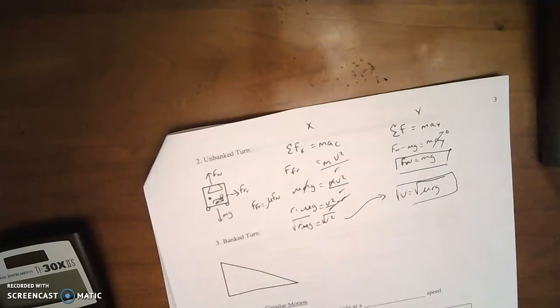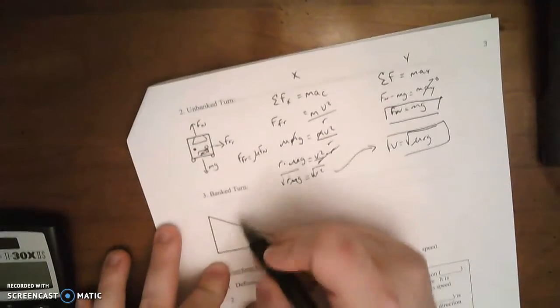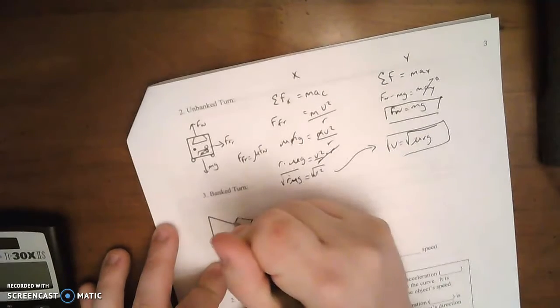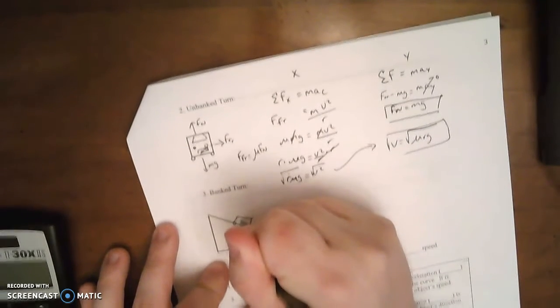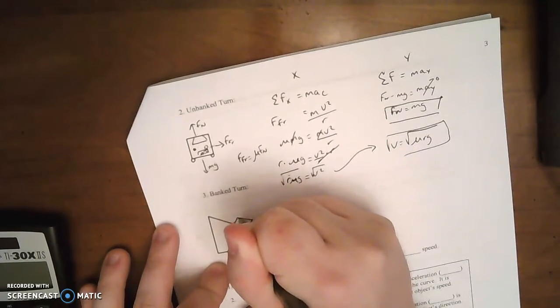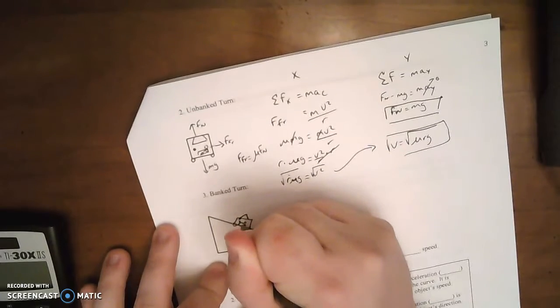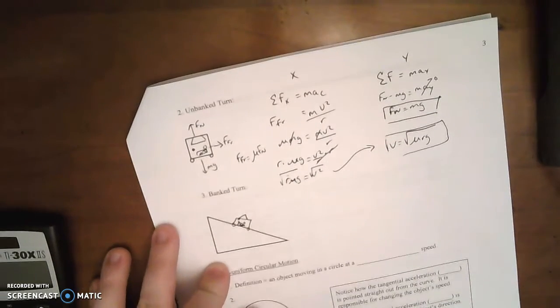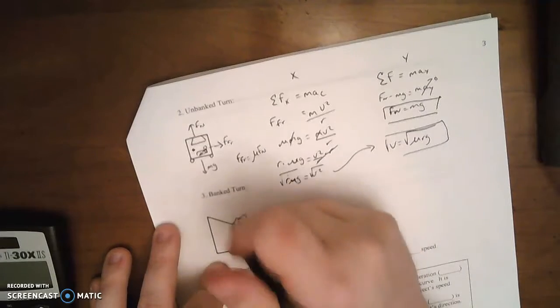Let's take a look at our banked turn scenario. In this one, we're going to break the rules a little bit with how we usually treat inclined planes. We'll have an object, here's our car. We're again assuming the car is coming towards us here. And this car is once again horrible. It looks very angry.